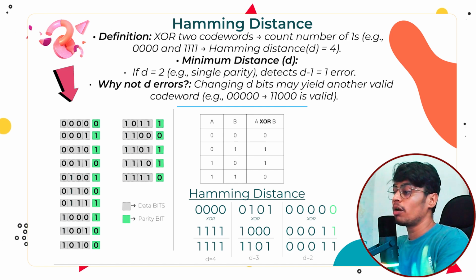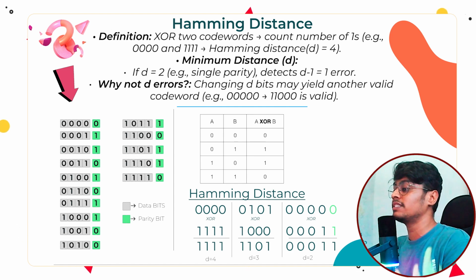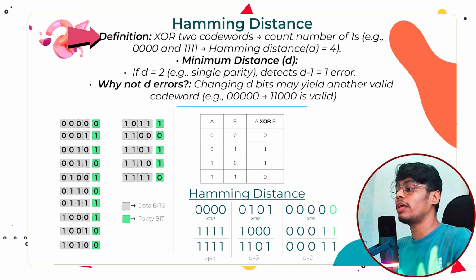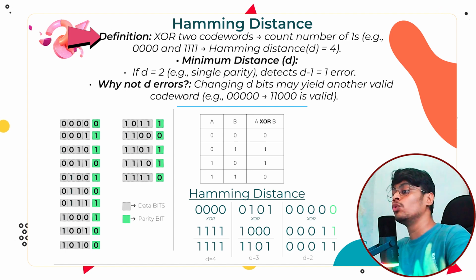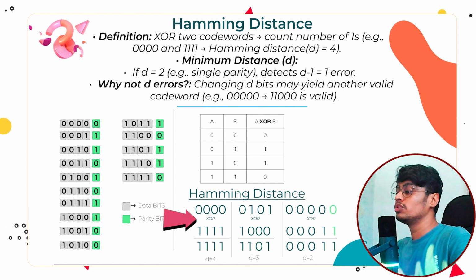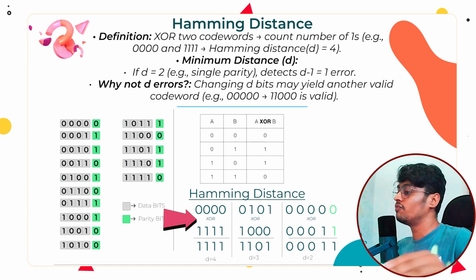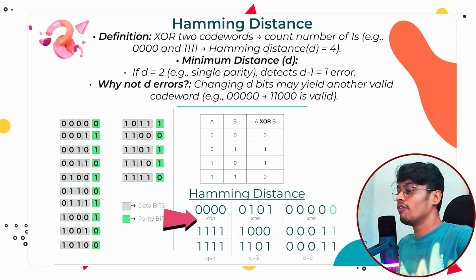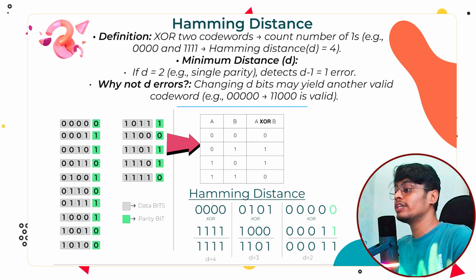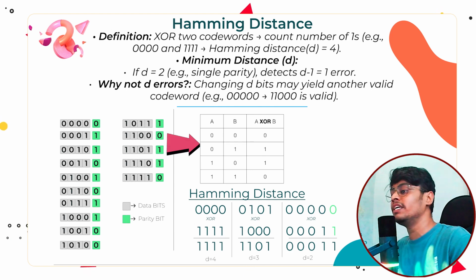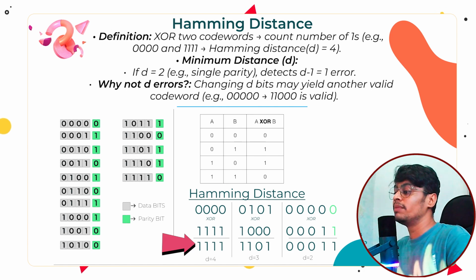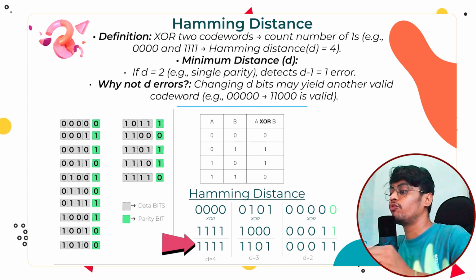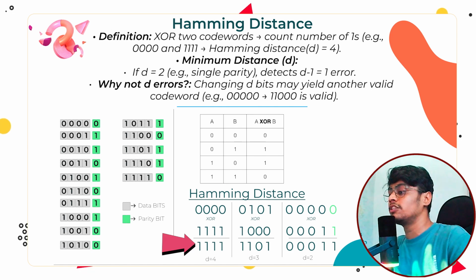Here, if we talk about Hamming distance, what is Hamming distance actually? You have to perform an XOR operation on any two code words. Let's say 00000 and 11110. Take any two values. When you perform XOR on them, XOR means 0 for same values and 1 for different values. So 1 will be in the different positions, so there 4 ones come here. So what is its Hamming distance?